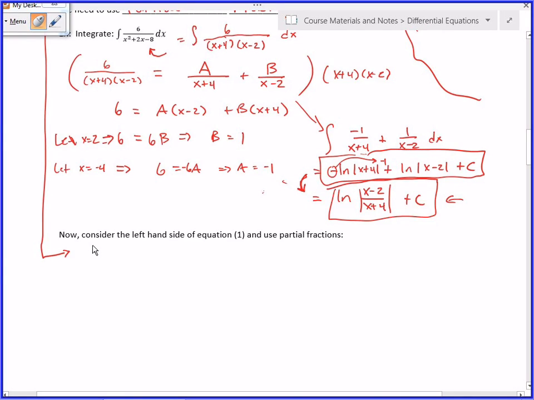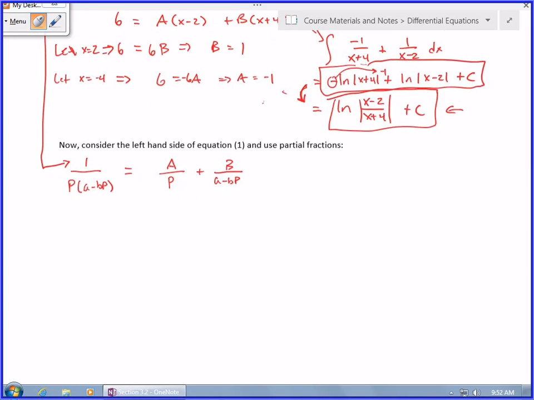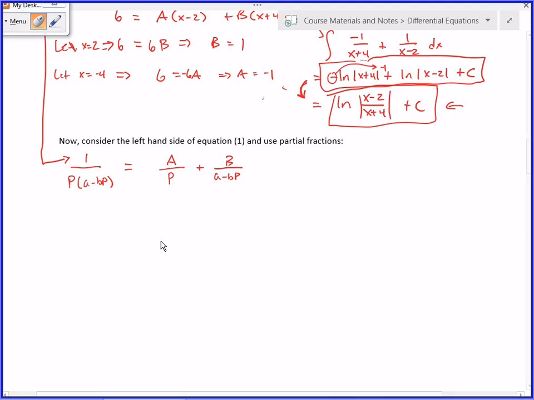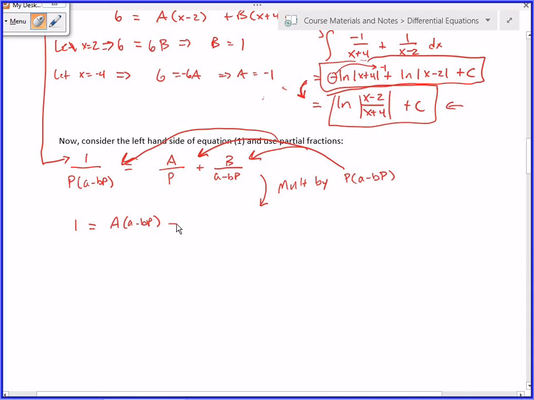All right, so I've got on the left-hand side 1 over p times a minus bp. So I'm going to write it as A over the first factor, plus B over a minus bp, that is the second factor. Okay, so what do I do first? Multiply by the denominator on the left-hand side, so p times a minus bp. And I get 1 equals A times a minus bp, because the p's cancel, right, when I multiply this times each of these, plus Bp.